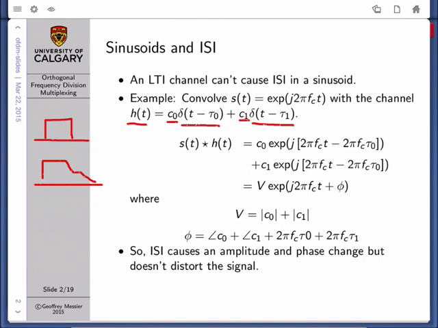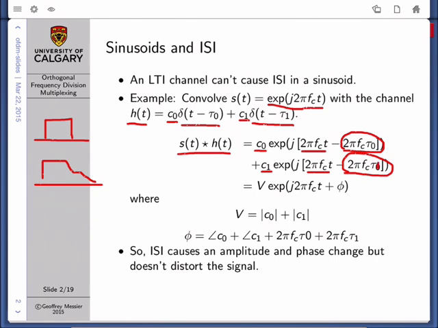So our transmitted signal then is a complex sinusoid with an oscillation frequency of Fc, which we would call the carrier frequency. Now, if we convolve our transmitted signal with our dispersive channel, we get two exponential terms. The first one multiplied by C0, the second one multiplied by C1. We still have our frequency of oscillation Fc, and then we have an additional phase term due to the delay tau 0, and the second one due to the delay tau 1. That should be a 1, not a 0.